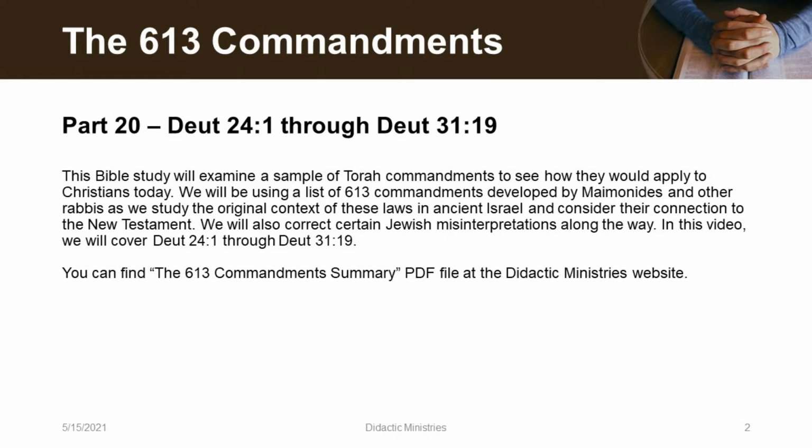We will be using a list of 613 commandments developed by Maimonides and other rabbis as we study the original context of these laws in ancient Israel and consider their connection to the New Testament. We will also correct certain Jewish misinterpretations along the way.